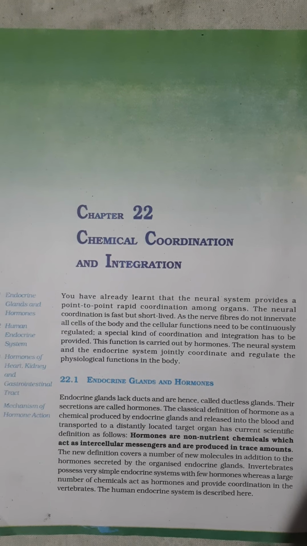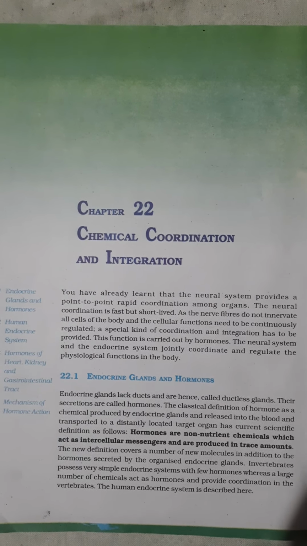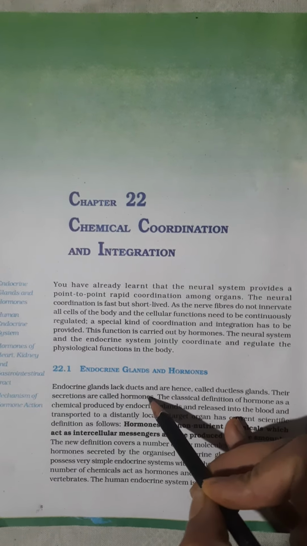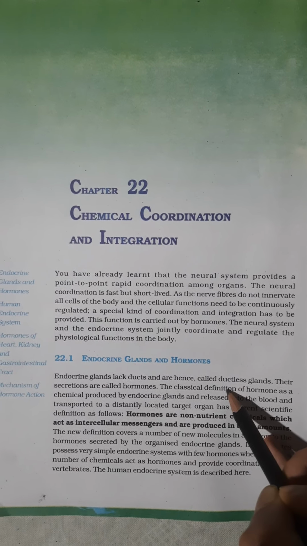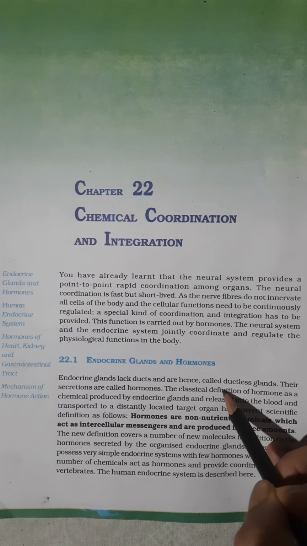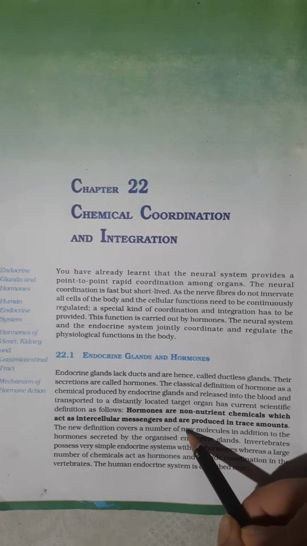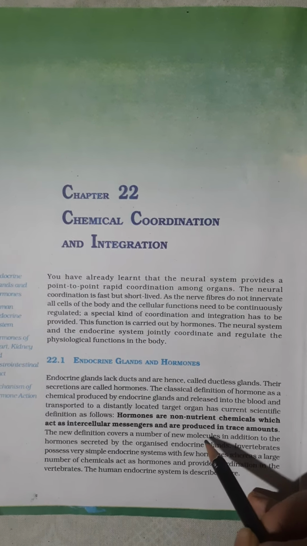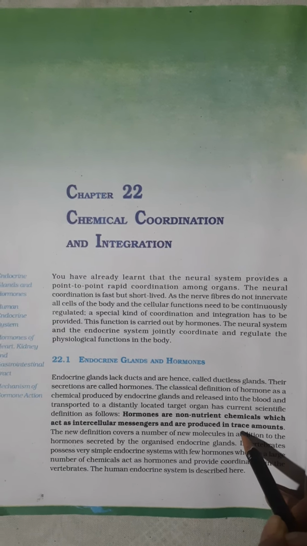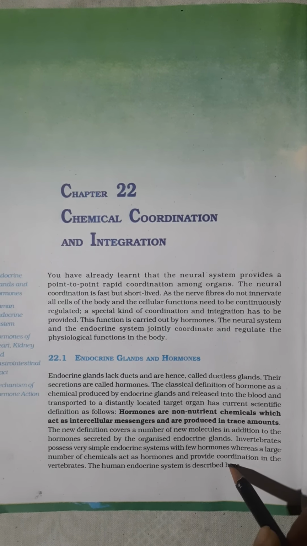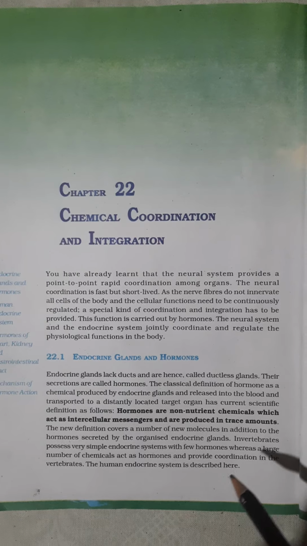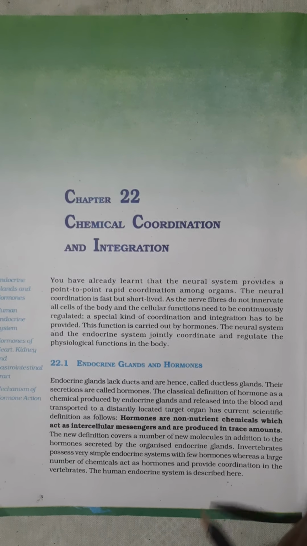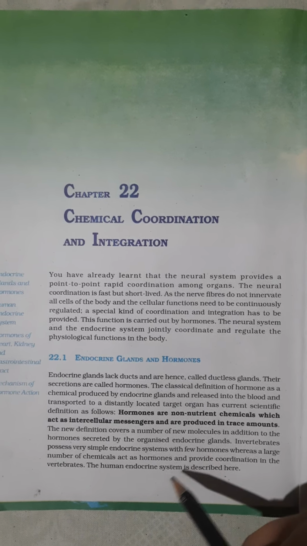So when we talk about endocrine glands, these lack ducts, so they are called ductless glands, and they secrete certain compounds called hormones. These hormones are non-nutrient chemical compounds which are produced in trace amounts. Now, the endocrine glands release these, and together this system which controls the chemical coordination is the human endocrine system.